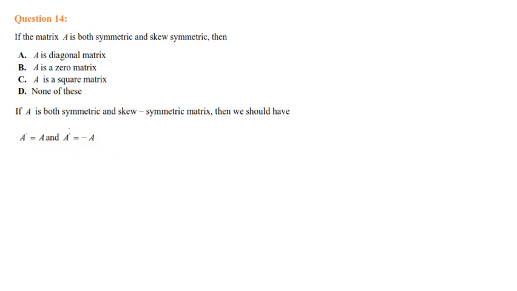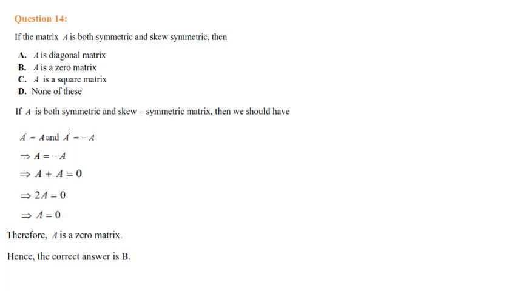By using these two conditions, we can tell that A is equal to minus A, because on both sides A transpose is there. Then just a little bit of calculation, bring minus A to the left side. That is A plus A is equal to 0 matrix. Then 2A is equal to 0 matrix. That is A is equal to 0 matrix. Means A is a zero matrix is the answer, and when you analyze the four options, the correct option is option B. So option B is the correct one.